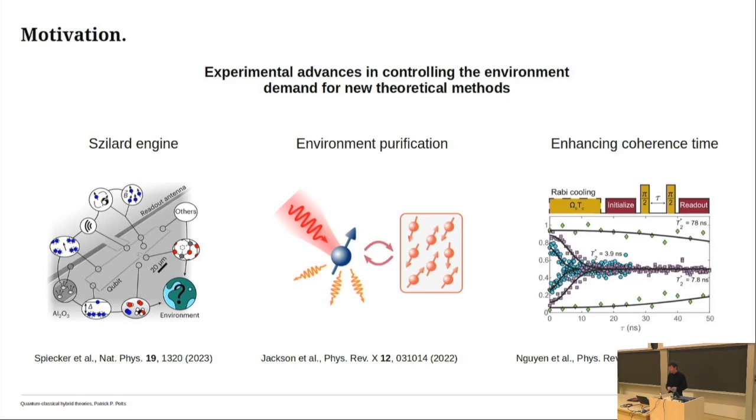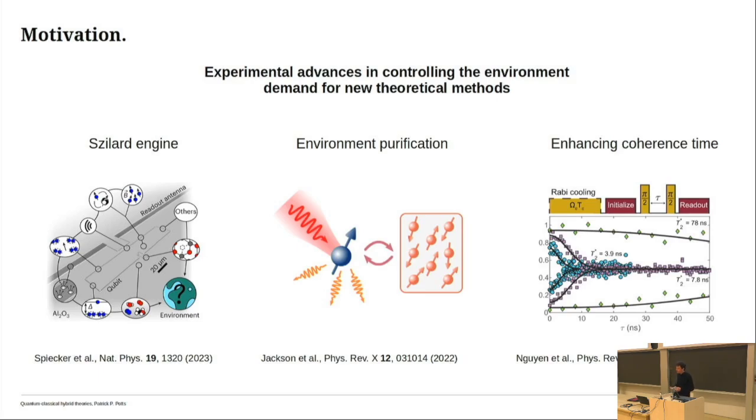On the left, you see an experiment on a superconducting qubit that was used to cool down the environment of two-level systems in a so-called Szilard engine protocol, which is another type of Maxwell's demon. And in the middle and on the right are experiments on a semiconducting spin qubit that is used to manipulate the environment of nuclear spins and purify the nuclear spins, and this results in enhanced coherence time.